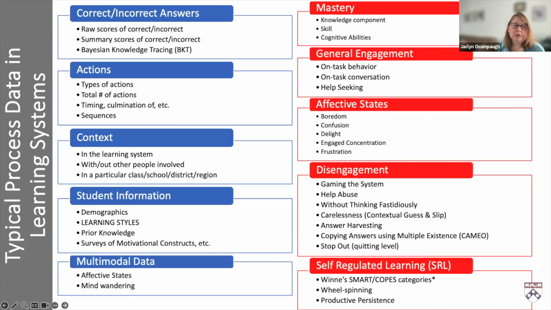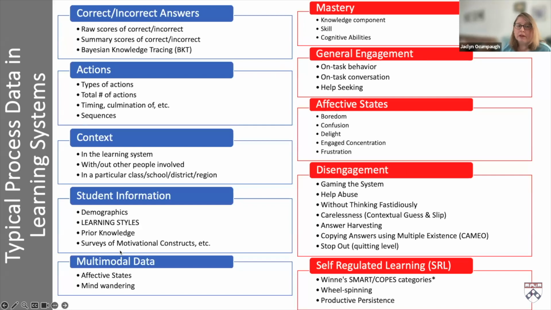What is usually available to us, again, this is typical process data in an online learning system. We typically have correct and incorrect answers. We can usually apply Bayesian knowledge tracing that you're learning about in this course. We can look at the number of actions they've had beyond just clicking on the correct answer, the total number of actions, the timing of them, the sequences of them, and so on. Again, the context is more difficult to obtain, and so is the student information. It generally requires the school being willing to give us information that we would have to obtain outside of the system.